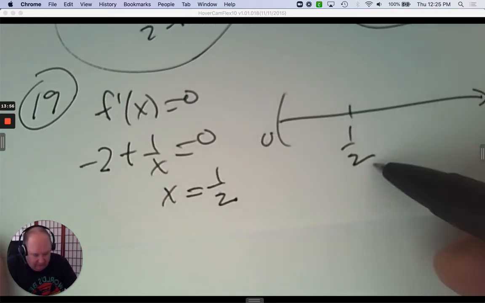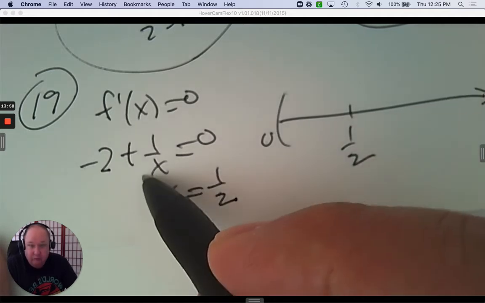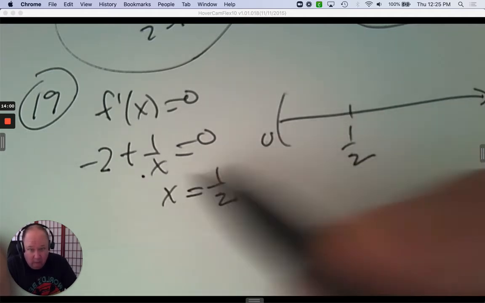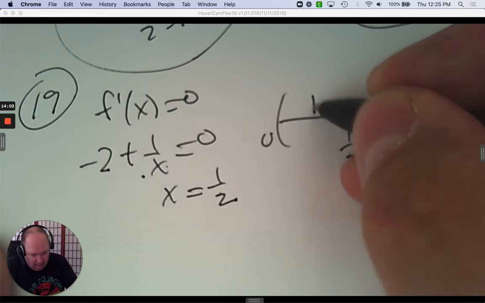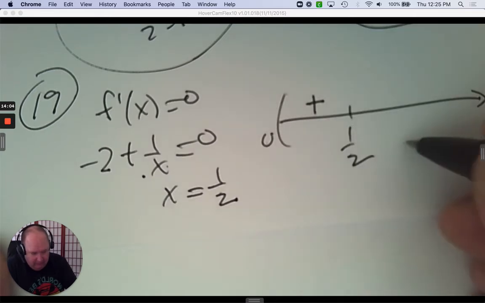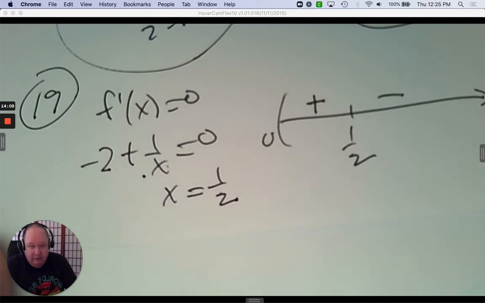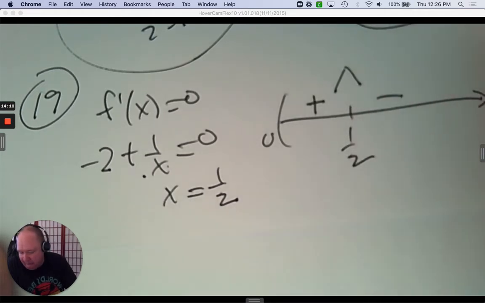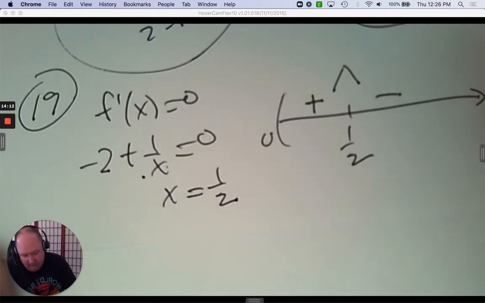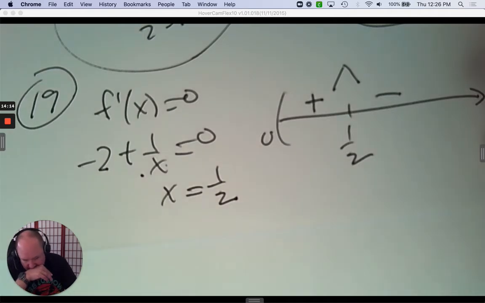If I look at this and plug into the derivative a number like 1/3, you can see the answer is positive. Then plug in a number past 1/2, like positive 1 or whatever. So it goes from positive to negative. That creates a maximum. So the maximum would be at x equals 1/2.